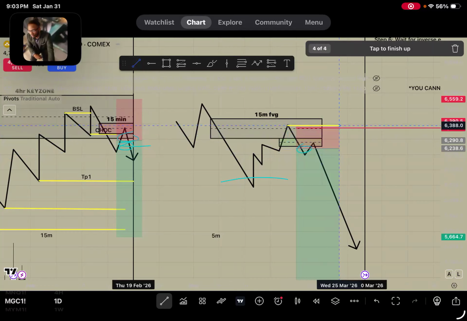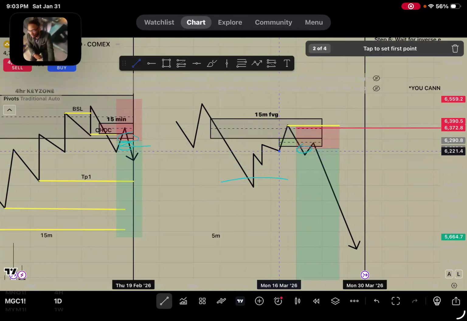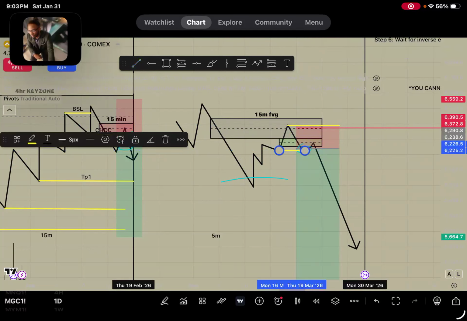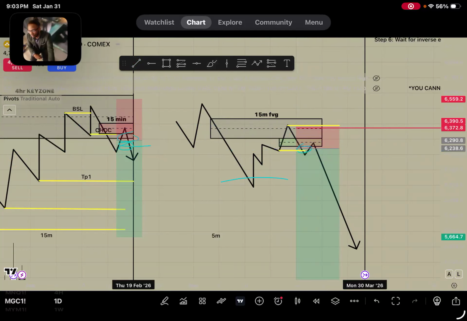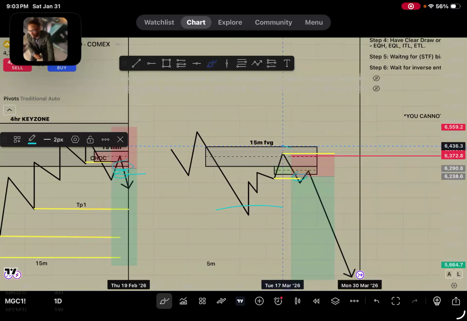Because regardless, this is a protected high after it did a change of character on the 5 minute. After it closed here, that change of character made this a protected high. Why is it a protected high? Look at what it's protected by. What is that high protected by?